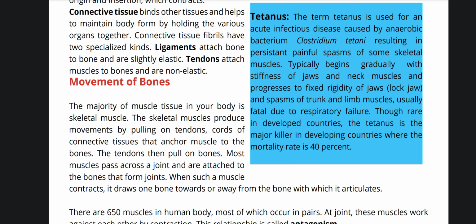Though rare in developed countries, tetanus is a major killer in developing countries where the mortality rate is 40%.